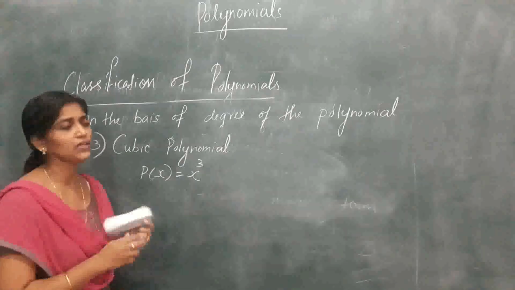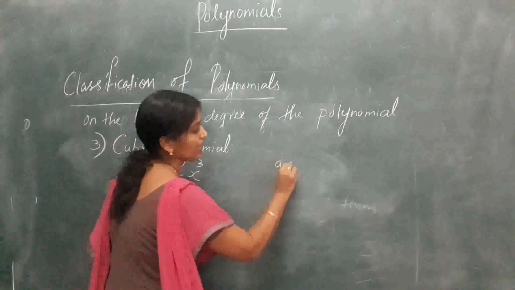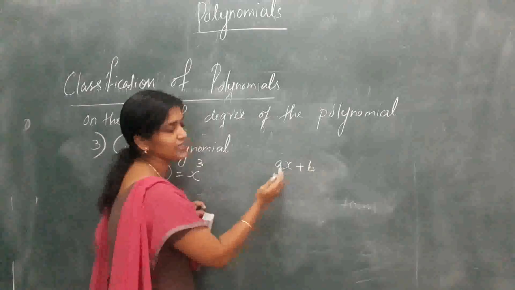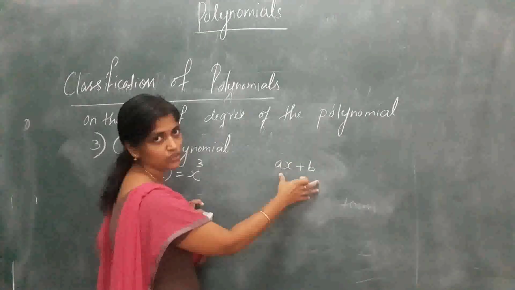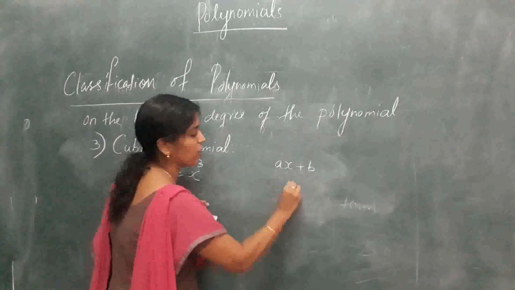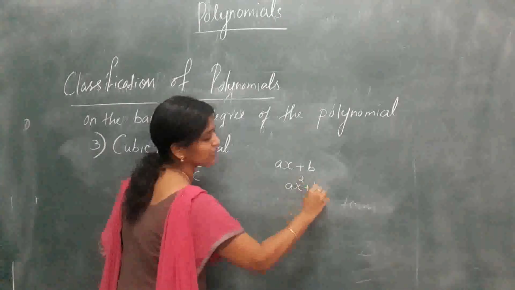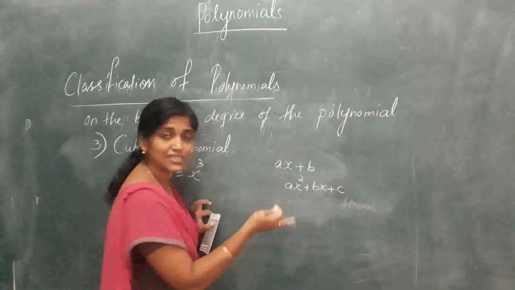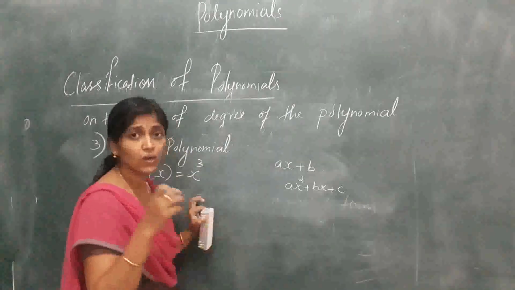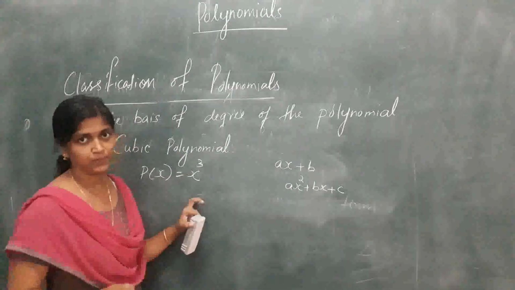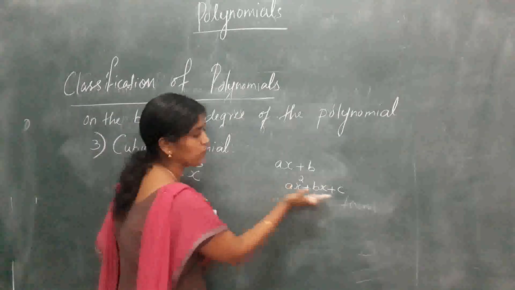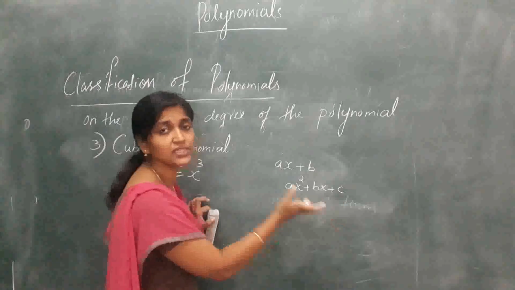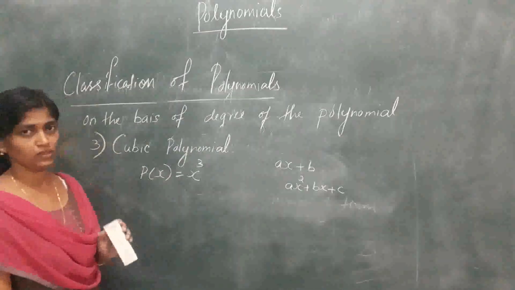In the case of a linear polynomial, the general form was ax plus b. How many terms at most can it have? It can have 2 terms. Now the quadratic polynomial was ax square plus bx plus c. There can be a quadratic polynomial with 1 term, and there can be a quadratic polynomial with 2 terms, but at most how many terms will it always have? Only 3 terms.